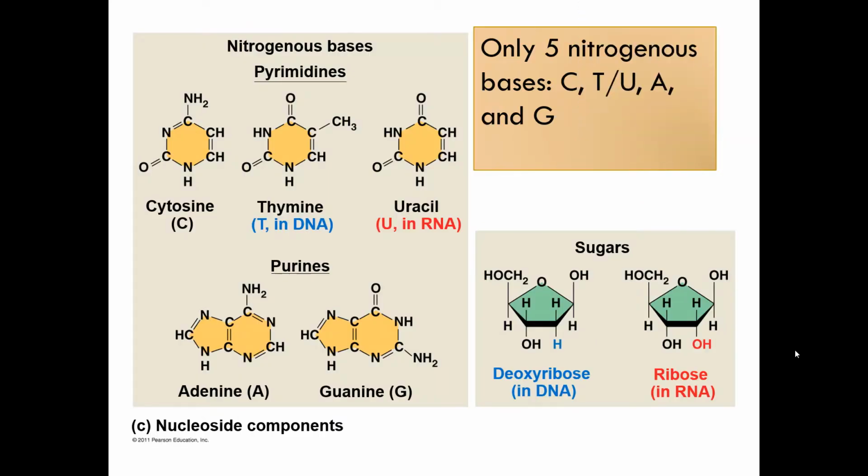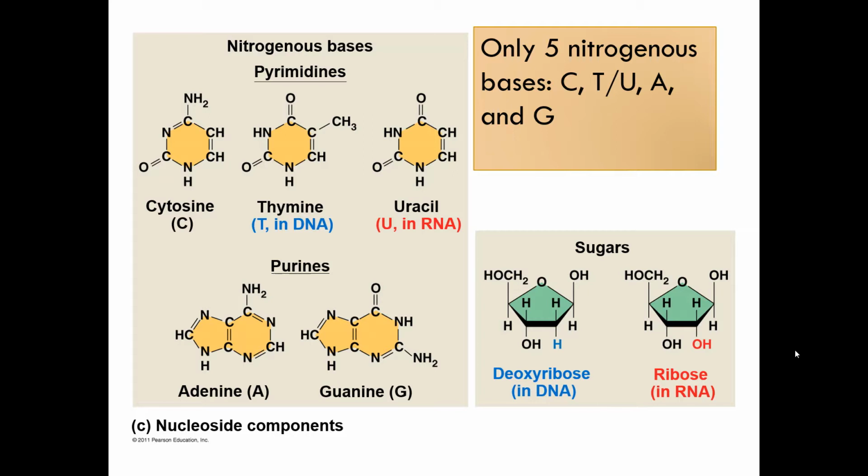Now, there's only 5 different nitrogenous bases. And we typically use their abbreviations: C, T, or U, and A and G. We'll talk about that in a second. It stands for cytosine, thymine, uracil, adenine, and guanine. Okay?